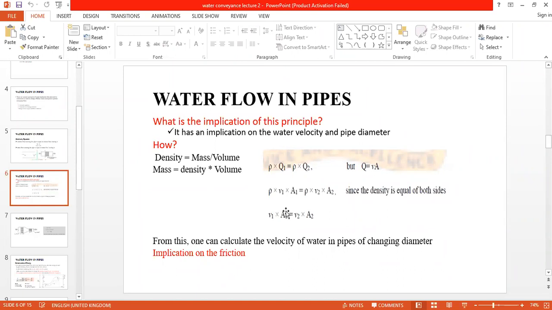So this slide is simply what I was talking about, where you have the discharge, the velocity by the area at point 1 should be equal to the velocity and area at point 2.